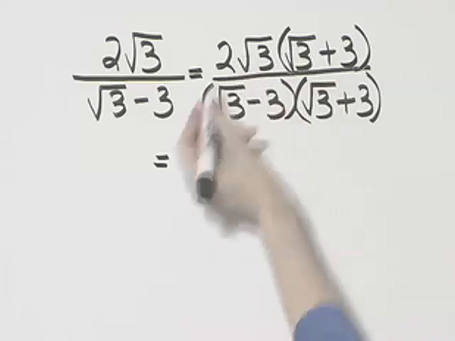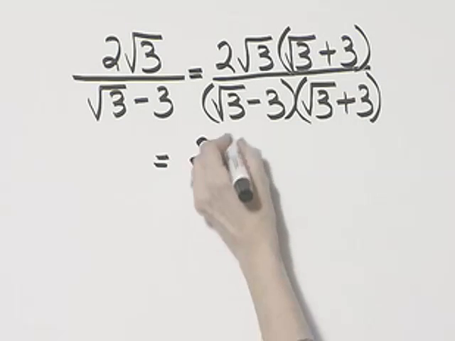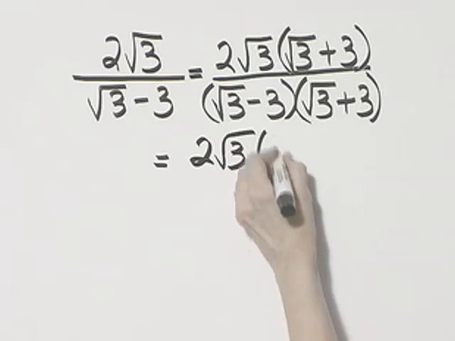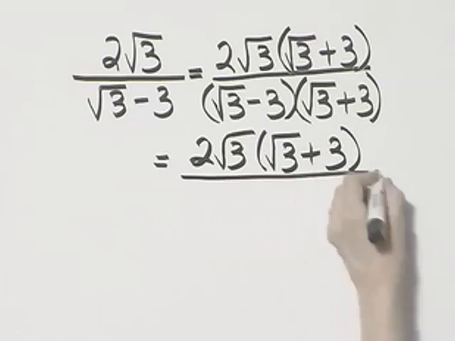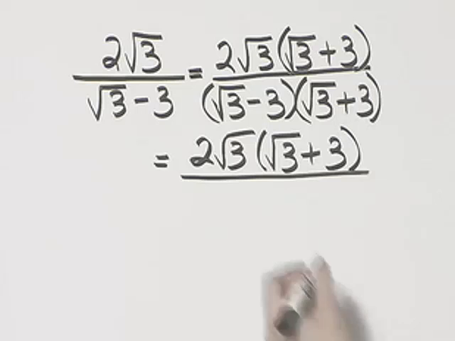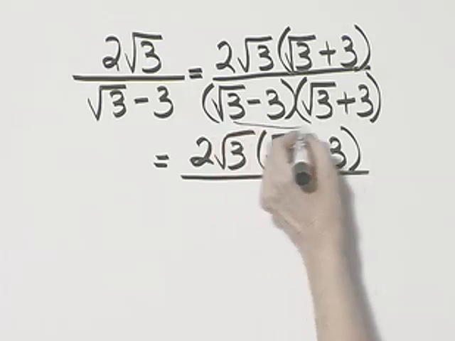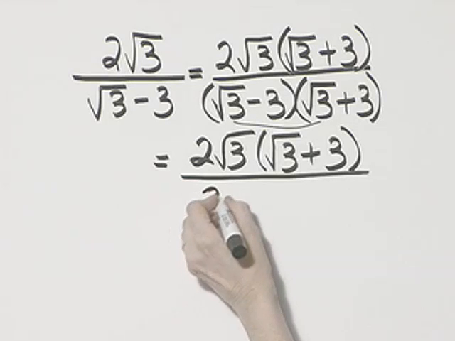I'm going to not multiply out in the numerator right now. I'll just write that as 2 square root of 3 times square root of 3 plus 3. In the denominator, we can think of that as a binomial times a binomial, so let's FOIL and see what happens. Square root of 3 times square root of 3, that's first times first, that is 3.